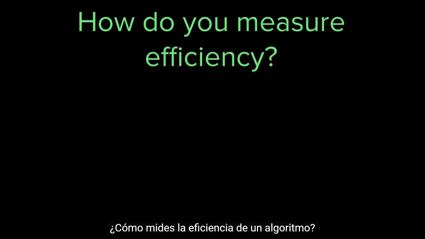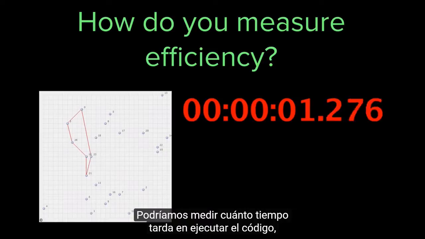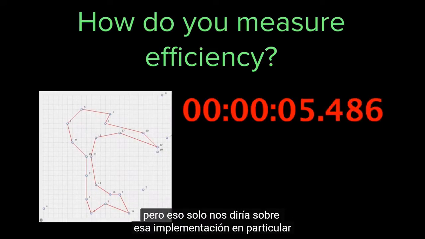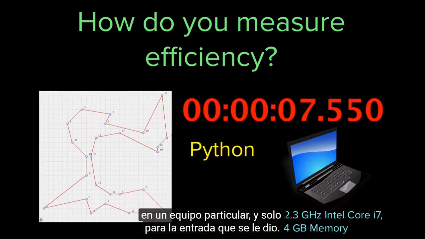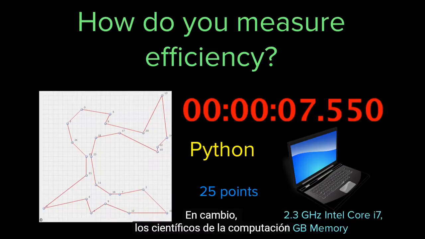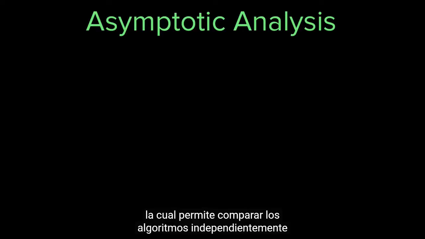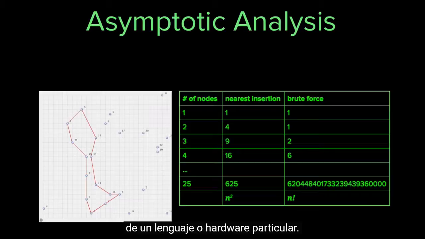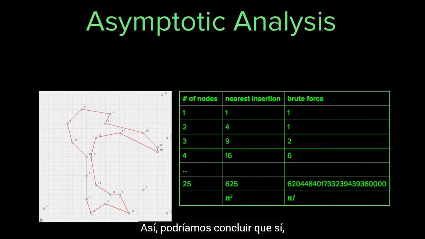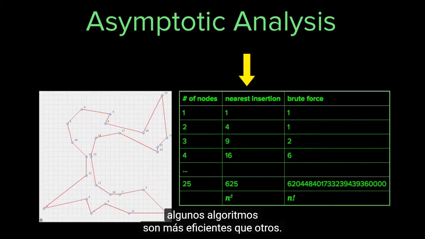How do you measure the efficiency of an algorithm? We could time how long it takes to run the code, but that would only tell us about that particular implementation in a certain programming language on a particular computer and just for the input it was given. Instead, computer scientists use a technique called asymptotic analysis, which allows algorithms to be compared independently of the particular programming language or hardware, so that we can conclusively say that yes, some algorithms are more efficient than others.